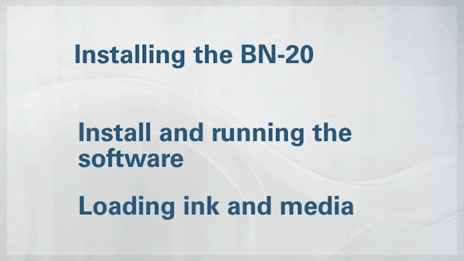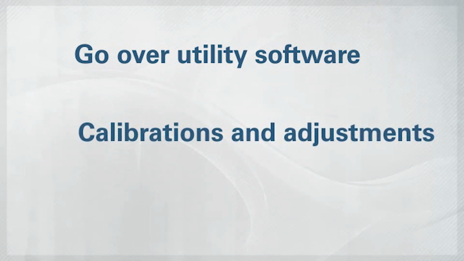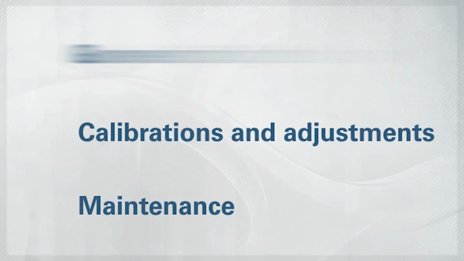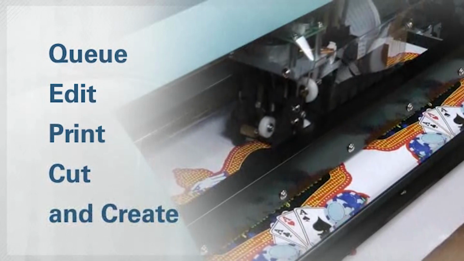the ink and media. After that, we'll go over the utility software included with the printer, the calibrations, adjustments, and maintenance on the machine. And finally, you'll be shown how easy it is to queue up your images, edit, print, cut, and create your final product.